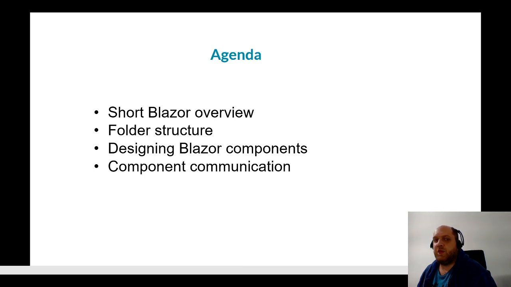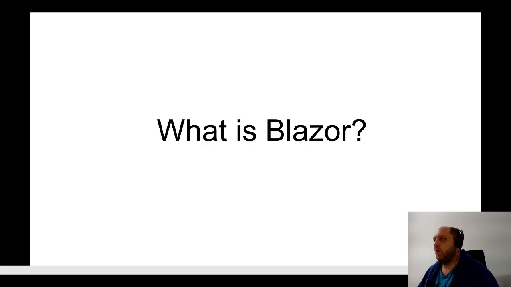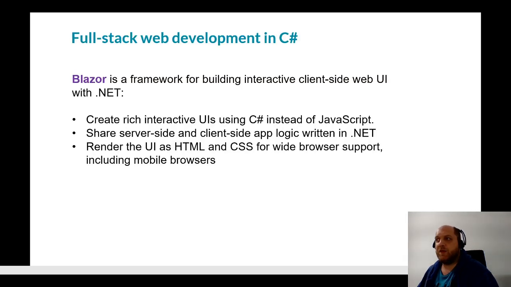So let's see what we are gonna look at today. First of all, we have an overview of what Blazor is, and then we'll go into three different aspects of how we architect or how we design our Blazor application, following some patterns or principles that we are accustomed to from Angular. So we'll talk about folder structure, we'll talk about designing Blazor components, and we'll talk about component communication. And throughout this presentation, I will also show some code samples, of course, and I hope that everything will work fine. Let's then get started.